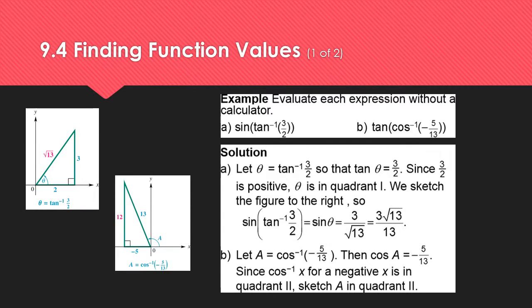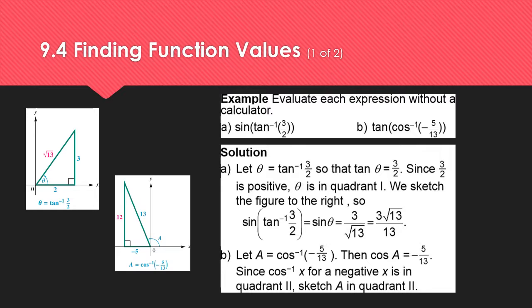Okay, so theta is the inverse tangent of 3/2. So in other words, the tangent of the angle is 3/2. And since it's positive, it's going to be in quadrant 1. So you could sketch a triangle for that, and you can solve to find that the hypotenuse is the square root of 13. And so the sine of the angle is going to be 3 over the square root of 13, or 3 square root of 13 over 13.